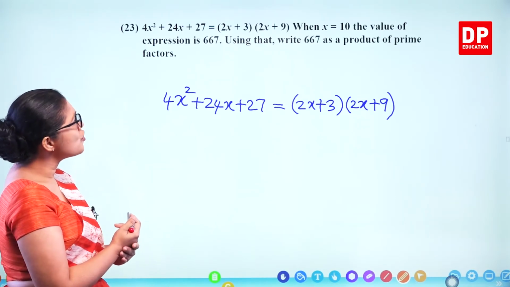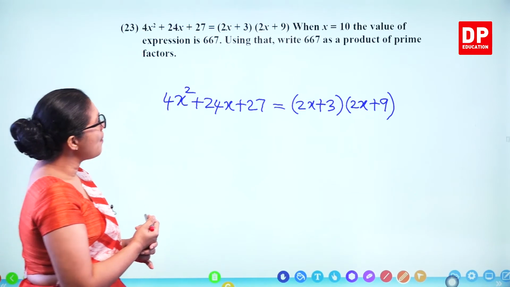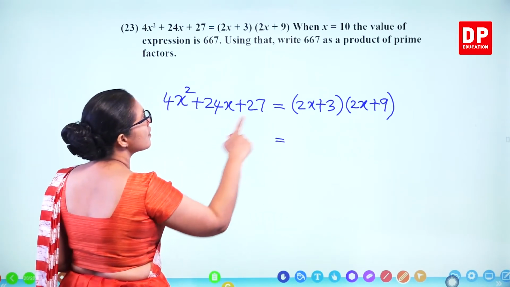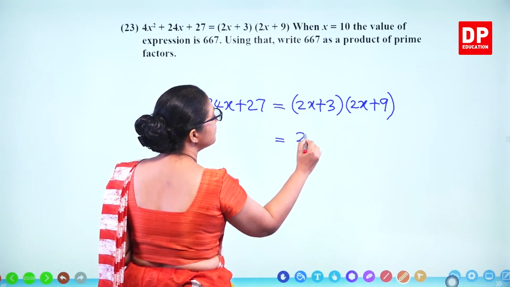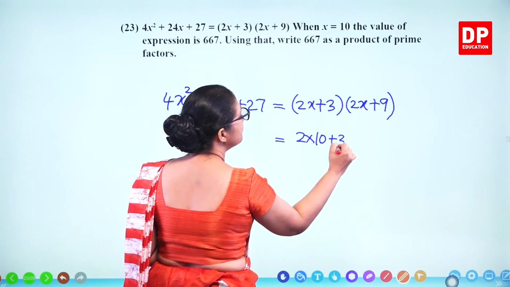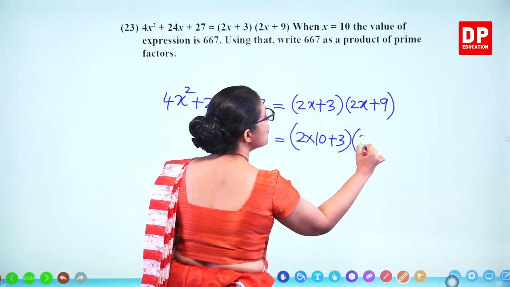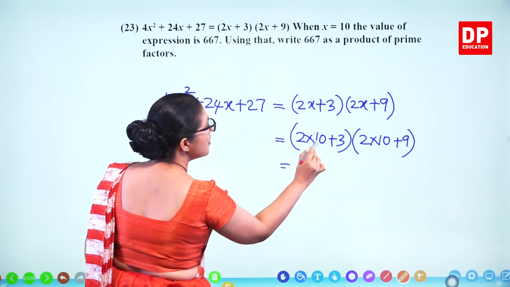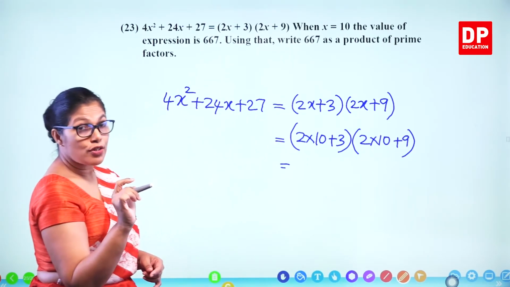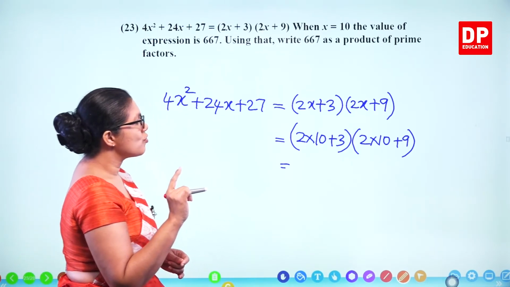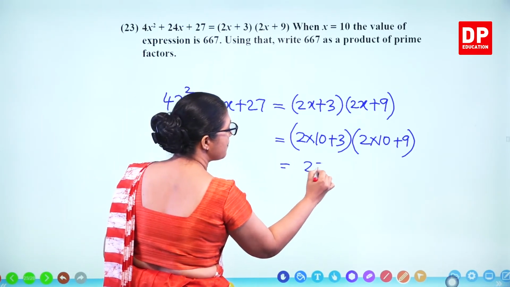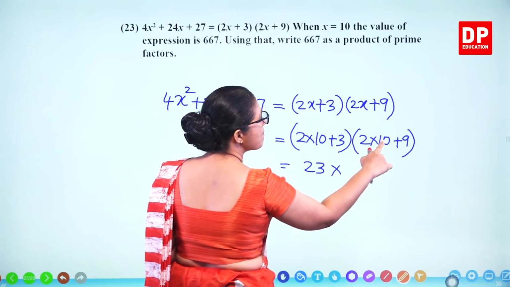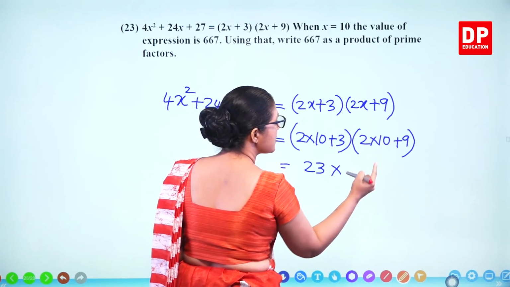So we can substitute and see what happens. Substitute x equals 10 into 2 times 10 plus 3 and 2 times 10 plus 9. What do you get here? First multiplication, according to BODMAS. 10 times 2, 20. 20 plus 3, 23. 10 times 2, 20. 20 plus 9, 29.